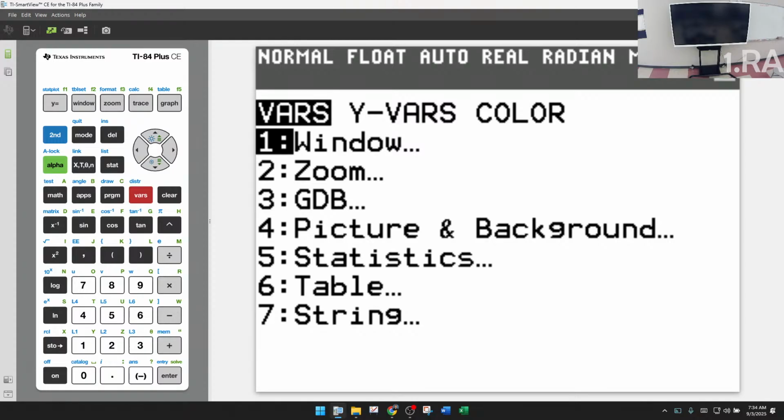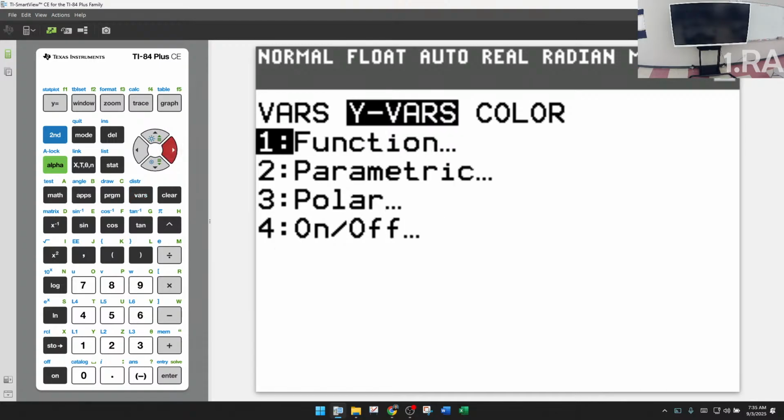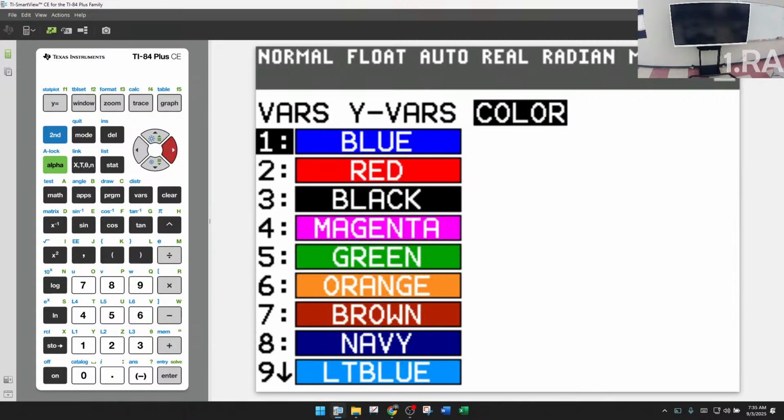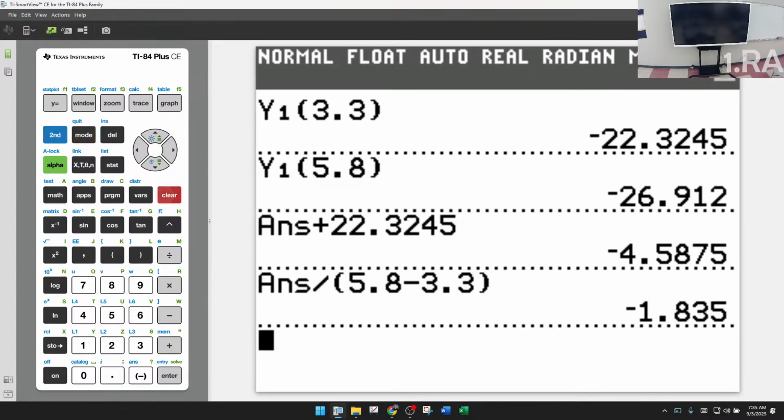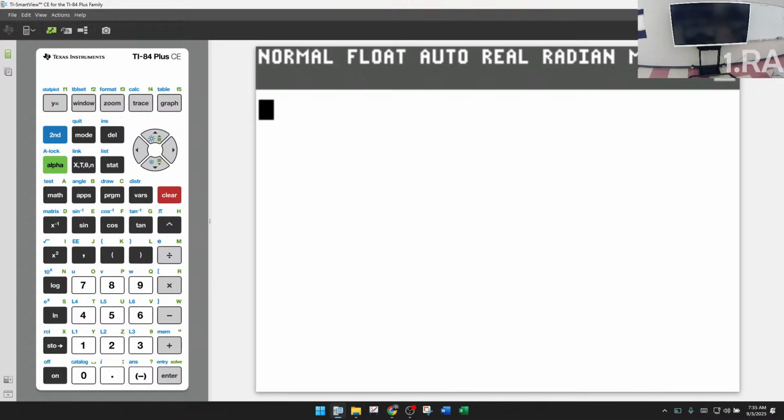That changes your window, changes zooms in. I don't know what that does. Picture and background. There's some statistics. There's a table. There's a string. Most of that you'll never ever use. Here's functions. There are parametric functions. There's polar functions, and there's turn them on or off. So pretty much we're doing everything here. Color. If you got color, you don't need to go VARs. That's for the older 83s and 84s.